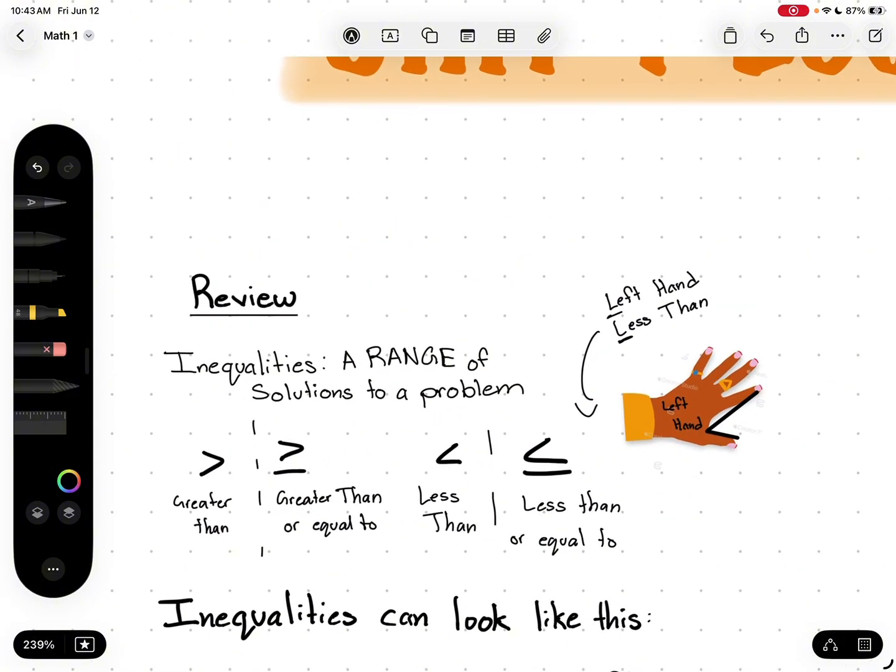But just as a basic review, inequalities are a range of solutions to a problem. So instead of having an equal sign, we have an inequality sign. And a different number of values will make the equation true. And that's why I call it an inequality, because there's not one solution, there's a lot. These are what the four signs look like. We have greater than, greater than or equal to, less than, and less than or equal to.